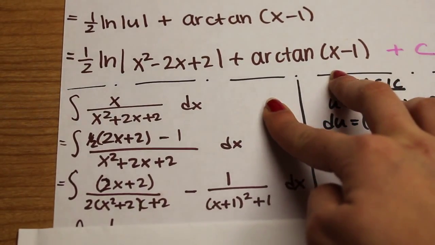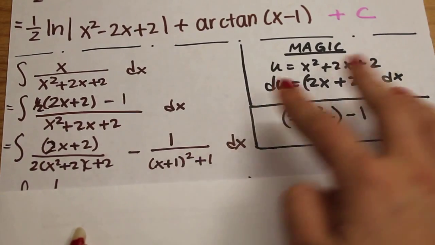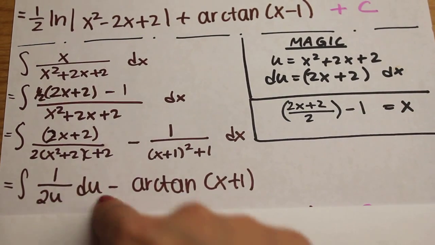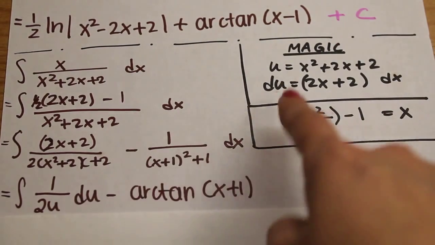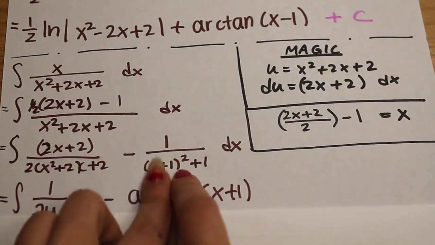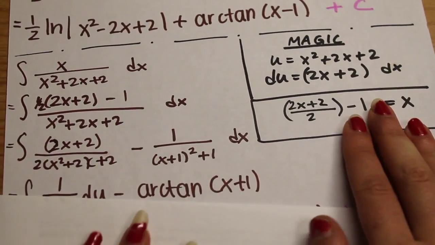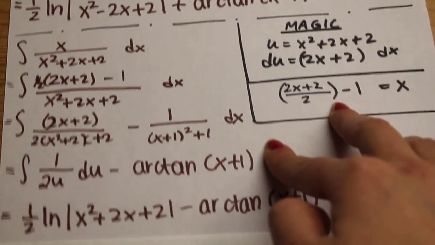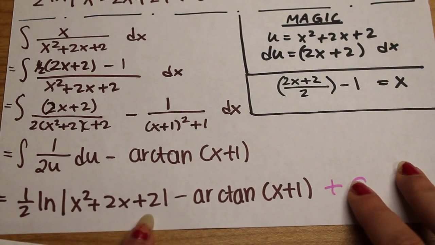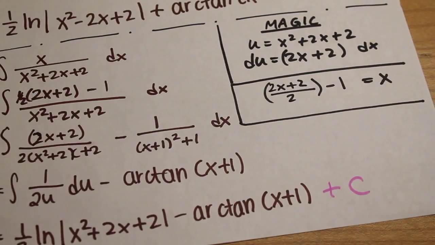So I'm going to split it up again. Using this substitution, I am going to get the integral of 1 over 2u du, which is the exact same thing as before, except the u value is just different, minus the arctan of x plus 1. Because when you complete the square for the bottom part here, you get x plus 1 squared plus 1. Okay, and now we just integrate this part here. You get half of ln of x squared plus 2x plus 2 minus arctan of x plus 1, again, plus c.